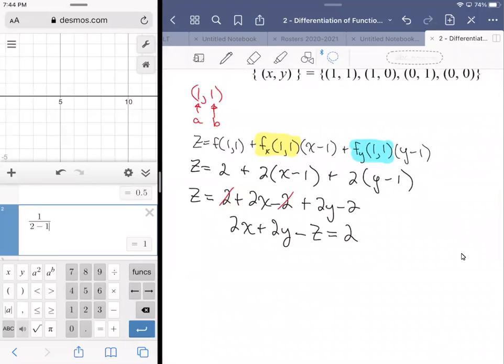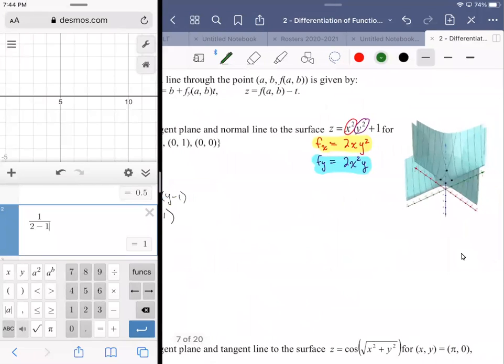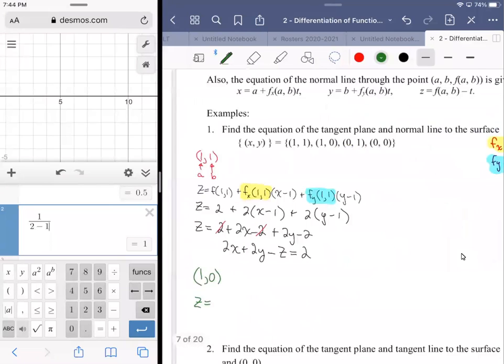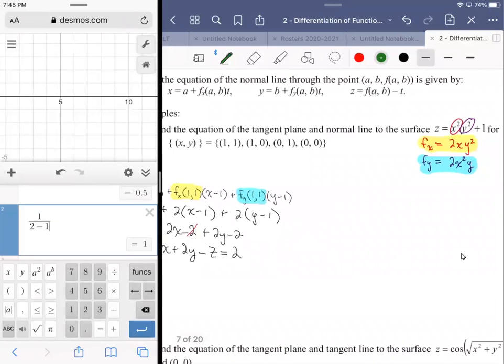If we do it at 1, 0, plugging in a 1 for x and a 0 for y. All right, so that's going to zero out the first part of my z equation. So I'm just going to get a 1 plus plugging in a 1, 0.